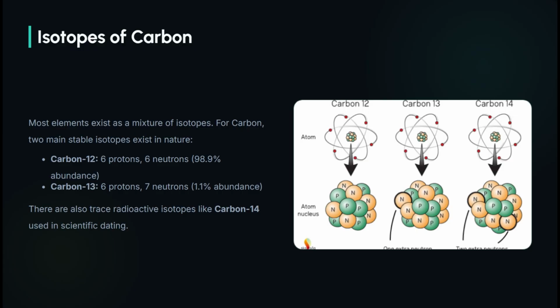Isotopes of carbon. Most elements exist as a mixture of isotopes. For carbon, 2 main stable isotopes exist in nature. Carbon-12, the one I was just discussing earlier: 6 protons, 6 neutrons, and has a 98.9% abundance. Carbon-13 has 6 protons and 7 neutrons, with 1.1% abundance. There are also traces of radioactive isotopes like carbon-14 used in scientific dating.